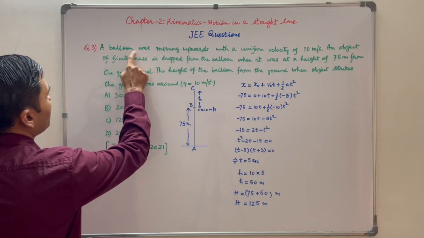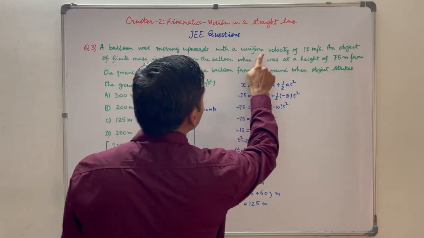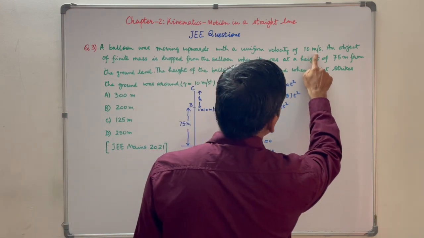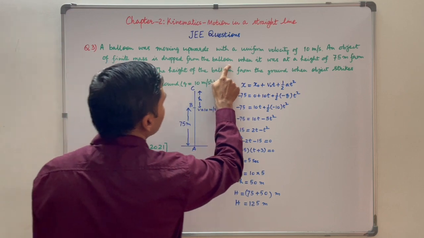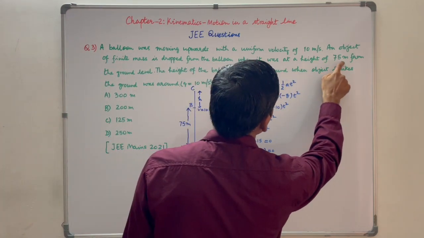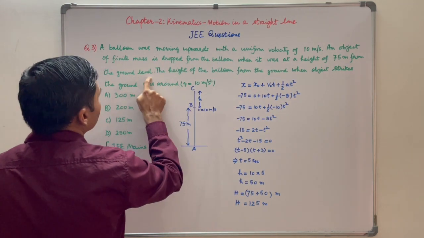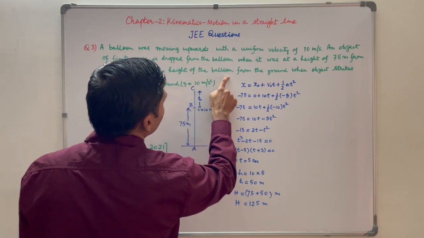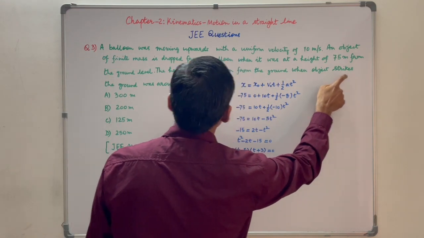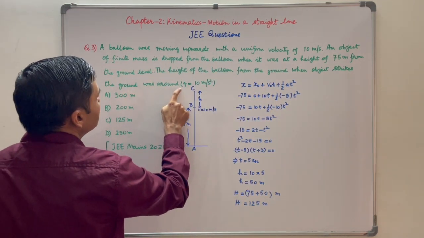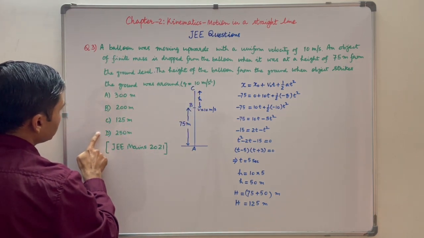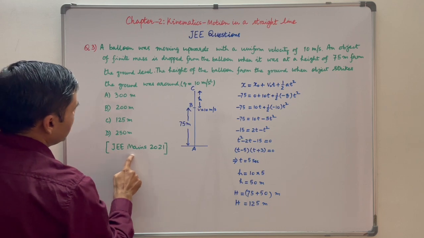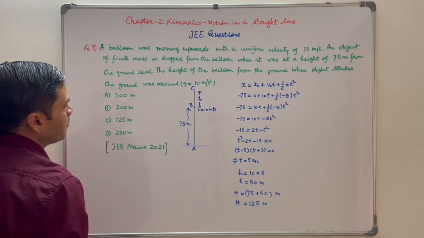Third question: a balloon was moving upwards with a uniform velocity of 10 meter per second. An object of finite mass is dropped from the balloon when it was at a height of 75 meter from the ground level. The height of the balloon from the ground when the object strikes the ground was around, g is equal to 10 meter per second square. These are the options given. This question appeared in JEE Mains 2021.